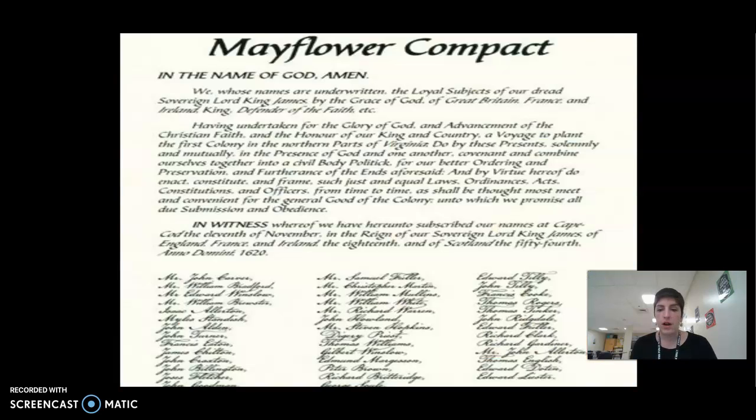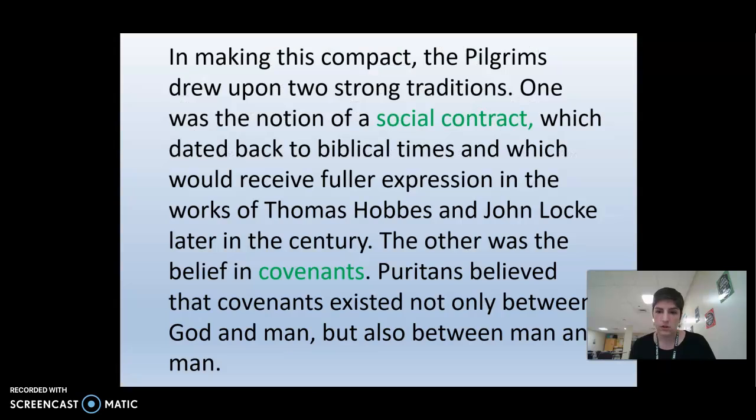This is what the Mayflower Compact sort of looked like. This is a typing of it. But you can see at the bottom all of the signatures for the people who agreed to it. There are 41 signatures. In making this compact, the Pilgrims drew upon two strong traditions. One was the notion of a social contract, which dated back to biblical times and which would receive fuller expression in the works of Thomas Hobbes and John Locke later in the century. The other was the belief in covenants. Puritans believed that covenants existed not only between God and man, but also between man and man.